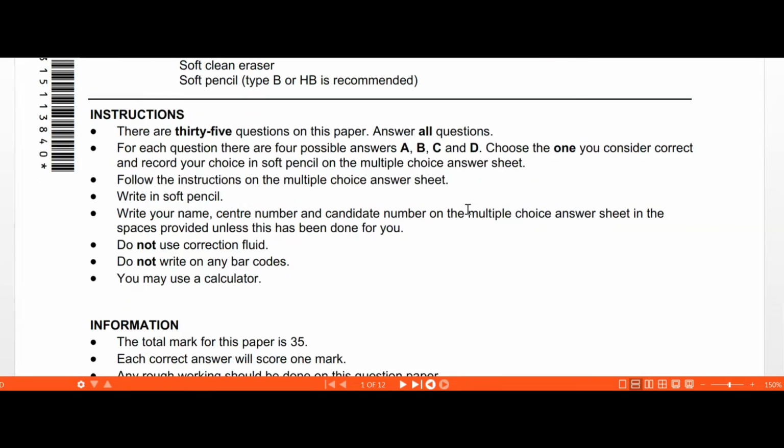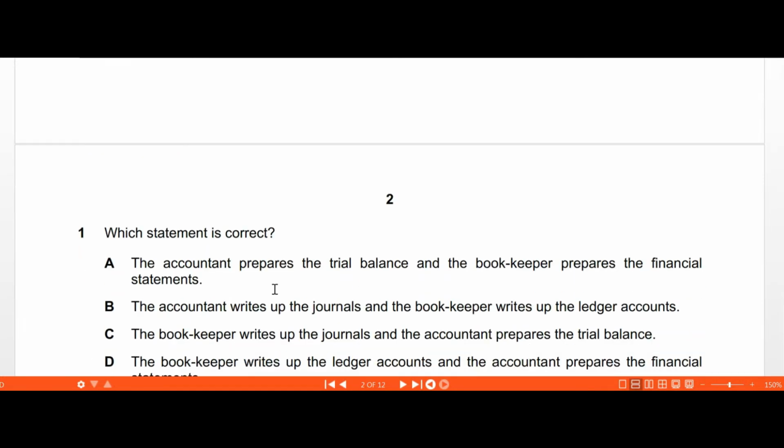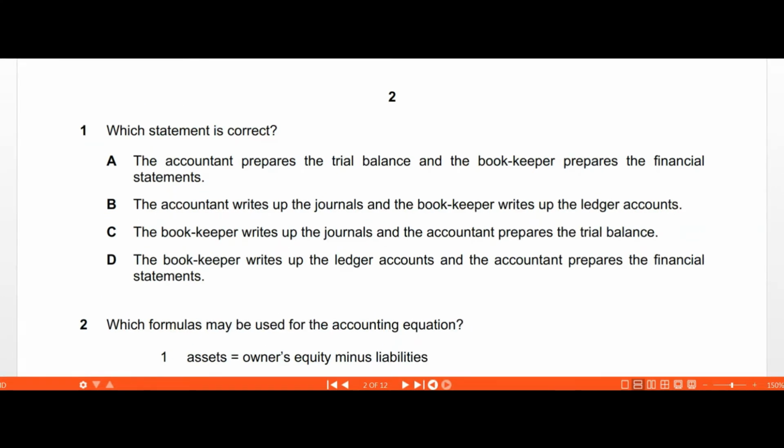Now, as we all know that this is an MCQ based paper, there are total 35 questions that you need to answer, and each question is given with 4 options. So now, starting off with the question. So starting off with question 1, it's saying which statement is correct.